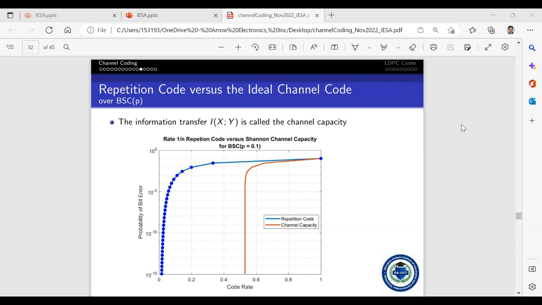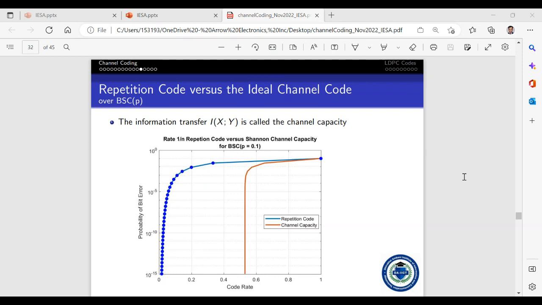Somebody asked why n is only 1, 3, 5, odd numbers only. What is the logic behind that? It's a very good question. See, n equal to 1 is pretty much non-repetition. You are not repeating the bits at all, so there it is not an issue. Why don't we do 2 bits repetition or 4 bits or 6 bits? We can do it, but there is a slight advantage if we make use of only the odd numbers.